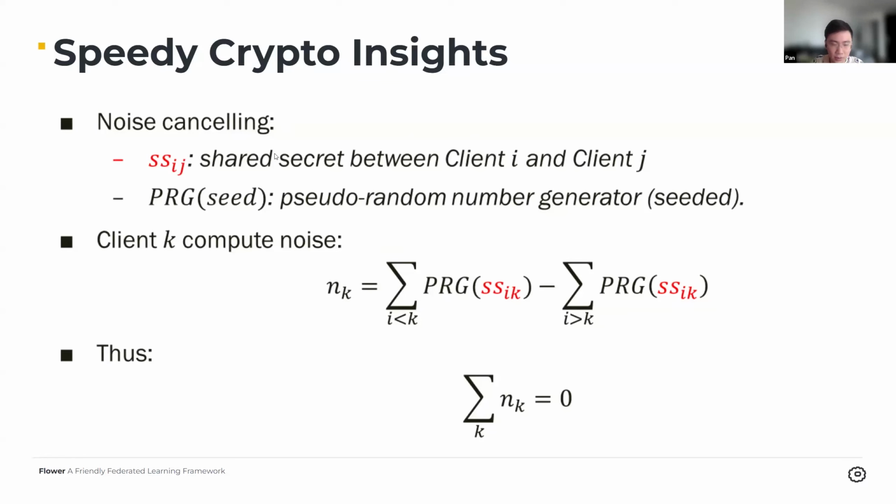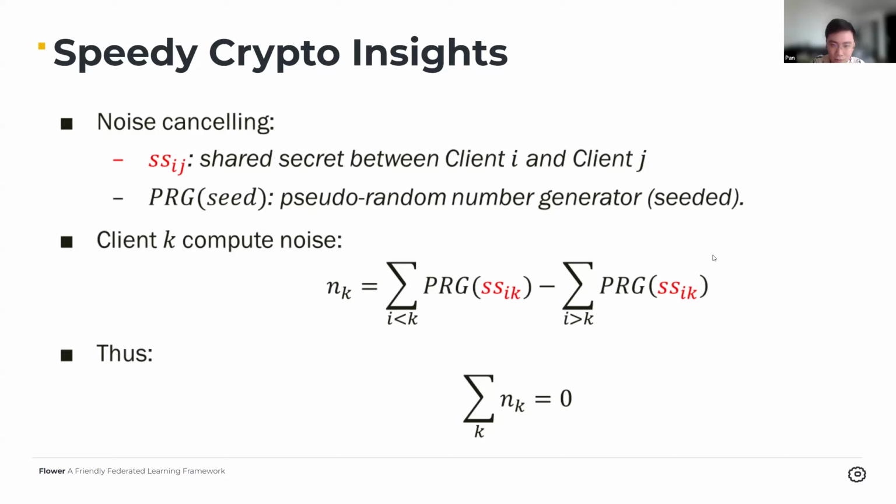Then with the shared secret, if we use it as a seed for a seeded pseudorandom number generator, we'll be able to have pseudorandom sequences on both sides, and they are identical. For one client, if they add the generated mask to the original model update, the other client can just subtract exactly the same noise from its model update.